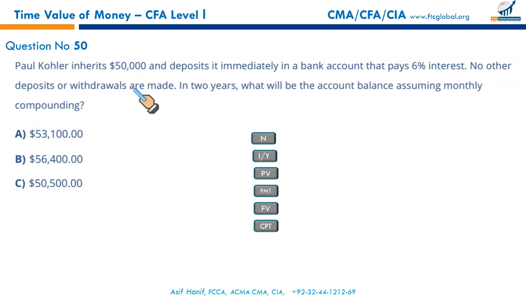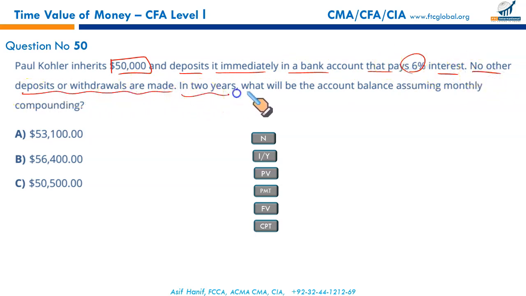Gentlemen, speed and accuracy. That's what you need in professional certification. No recitations. Remember, it's speed and accuracy, and that comes through practice. Paul Kohler inherits $50,000 and deposits it immediately in a bank account that pays 6% interest. No other deposits or withdrawals are made. In 2 years, what will be the account balance assuming monthly compounding?